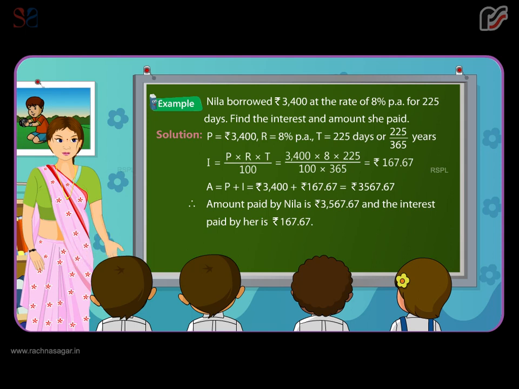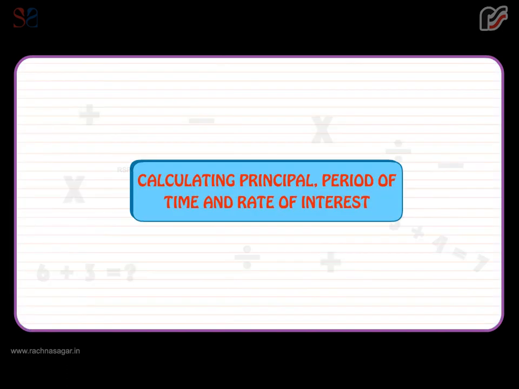I is equal to P into R into T upon 100 is equal to 3,400 into 8 into 225 upon 100 into 365 is equal to 167.67 rupees. A is equal to P plus I is equal to 3,400 rupees plus 167.67 rupees is equal to 3,567.67 rupees. Therefore, the amount paid by Neela is 3,567.67 rupees and the interest paid by her is 167.67 rupees.